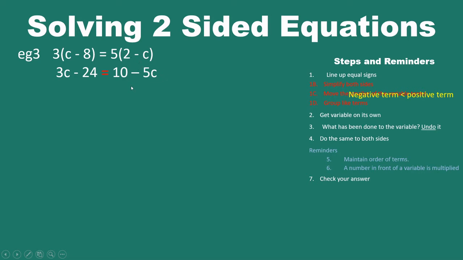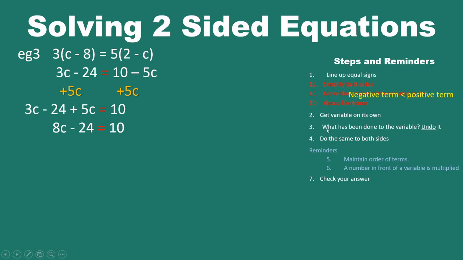Now to move that negative 5c, it's subtracting from the 10, and the opposite of subtract, we will add. 3c minus 24 plus 5c is equal to the 10 on its own now. Grouping our like terms to simplify that, 3c and 5c, so we've got 8c minus 24 equals 10, and we now have a one-sided linear equation. We just need to get the c on its own.